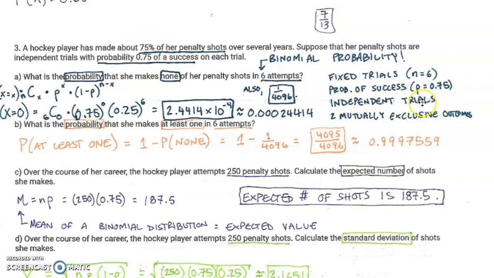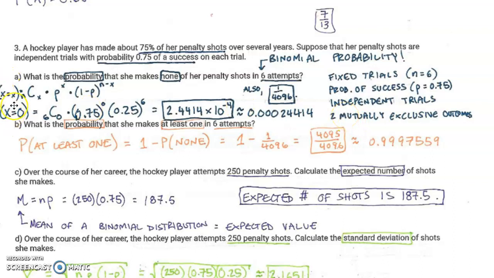Independent trials, in other words, if she makes a shot the first time, it's totally independent on whether she makes the shot the second time. And we're assuming that these are independent trials. That's what it says here. And we also need 2 mutually exclusive outcomes. Well, if you've ever seen hockey, you should know that the 2 different outcomes are either you make a goal or you don't.